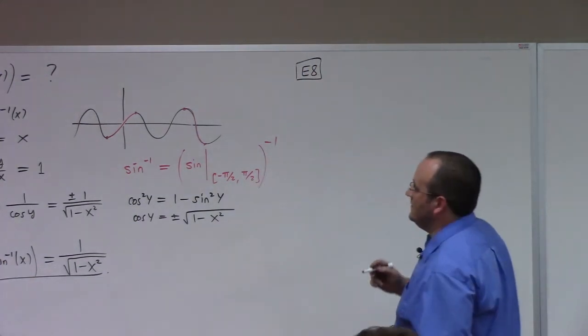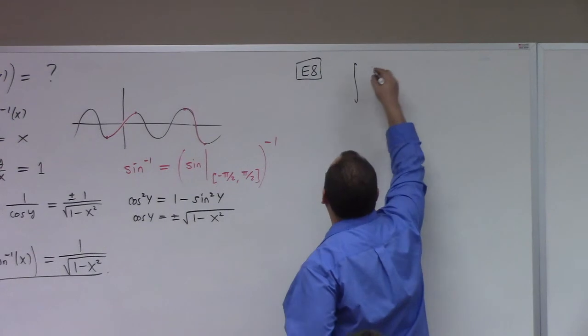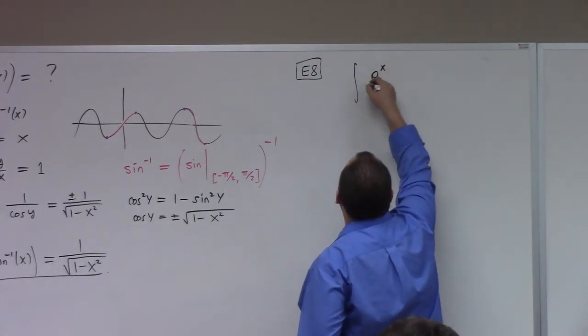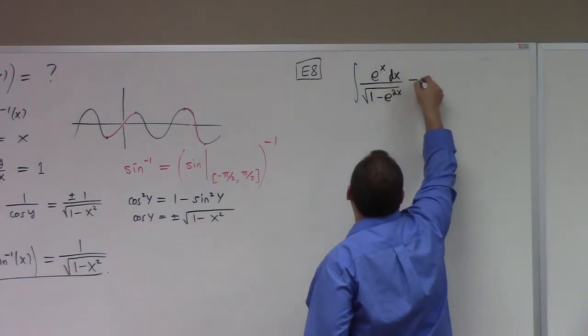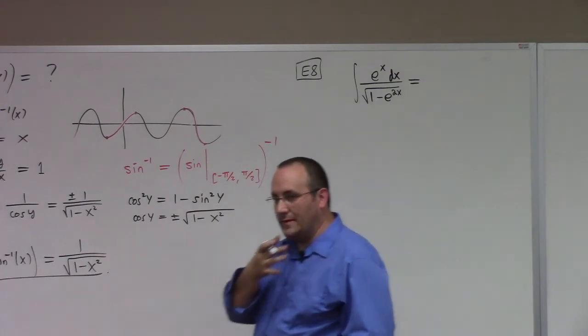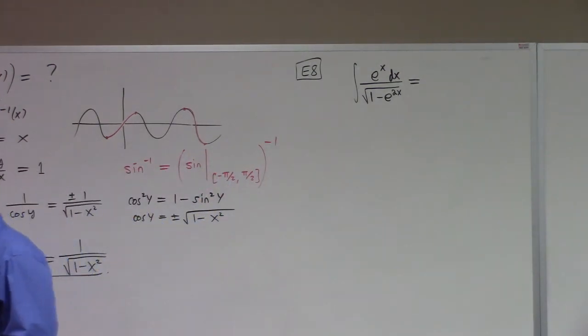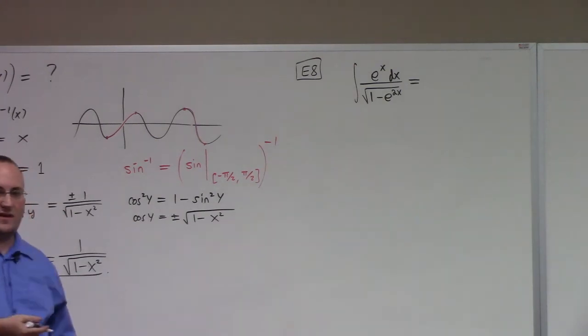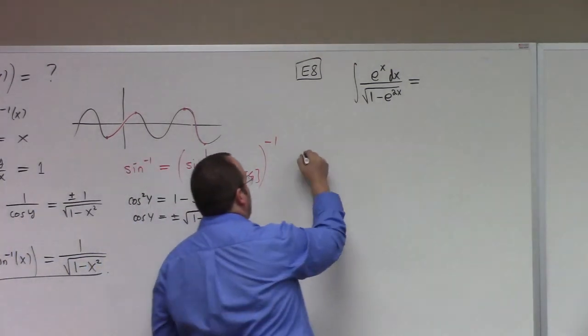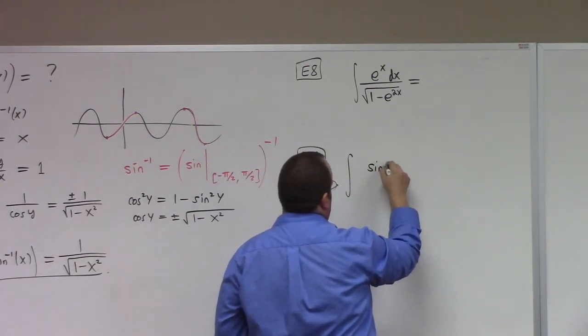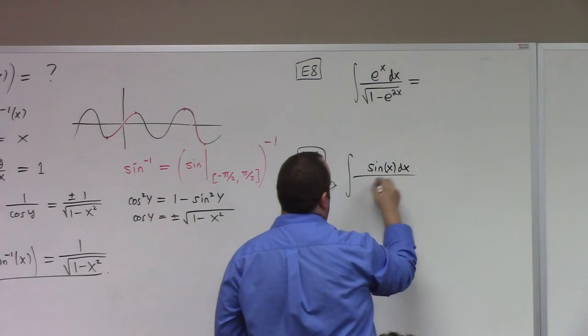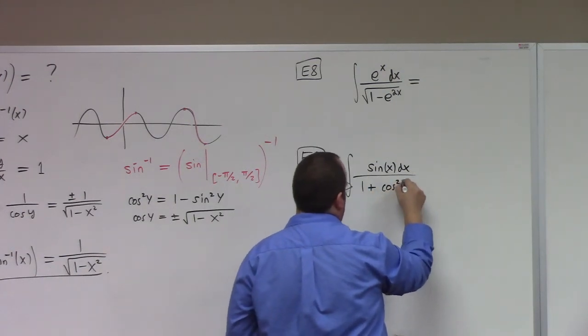Example 8. How about this? Integral of e to the x over the square root of 1 minus e to the 2x dx. It's actually kind of obvious what to do. Here's another one, example 9. Integral of sine of x dx over 1 plus the cosine squared of x.